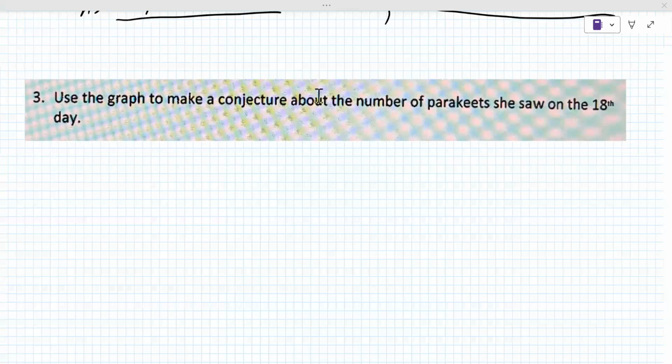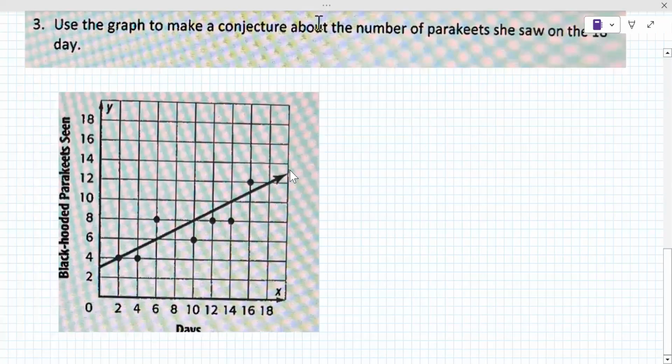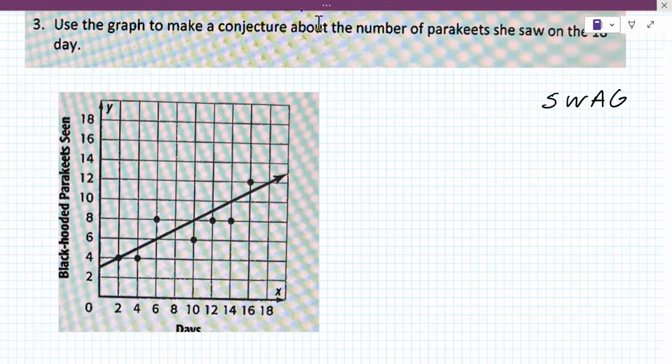I'm going to grab the graph here again. Back in the days when I used to work in engineering, we used to call it a SWAG. What does that mean? It's a scientific wild guess. So you used to come in and say, well, we'll just make a SWAG. And like, what's a SWAG? A guy comes in and says, well, here's what it is.